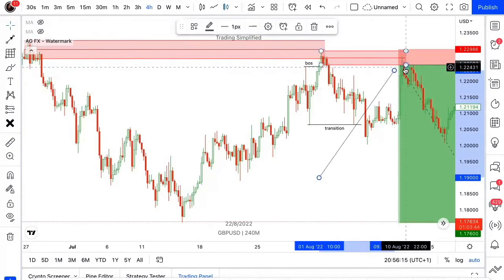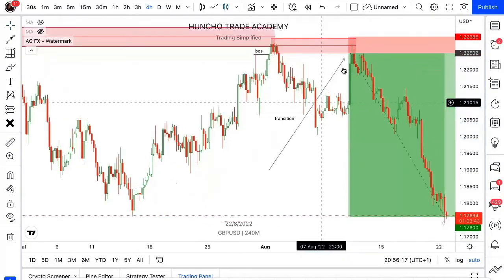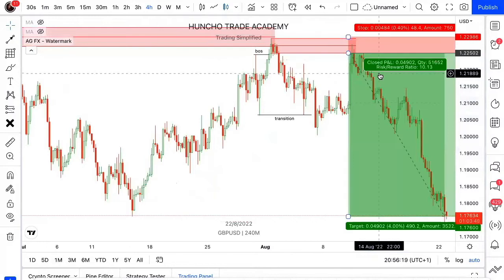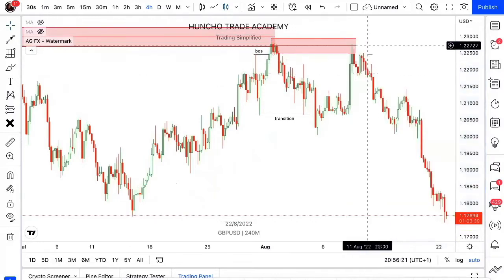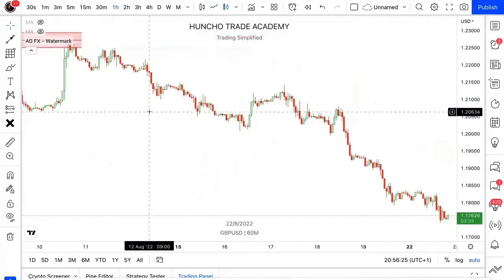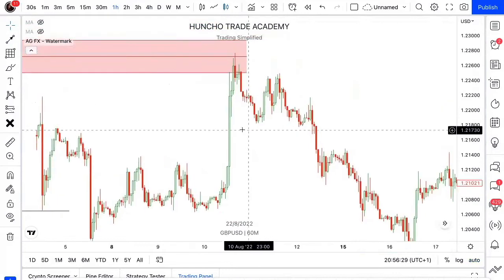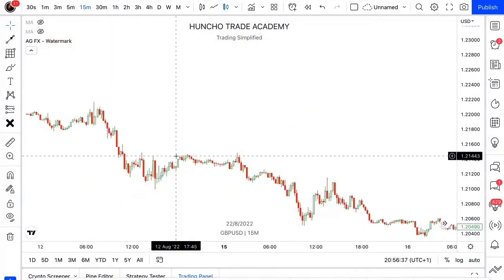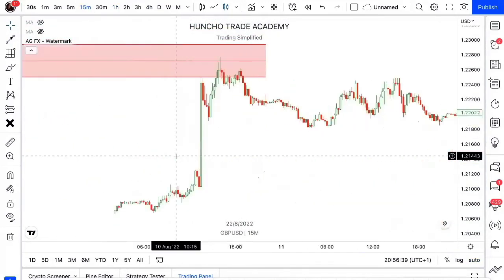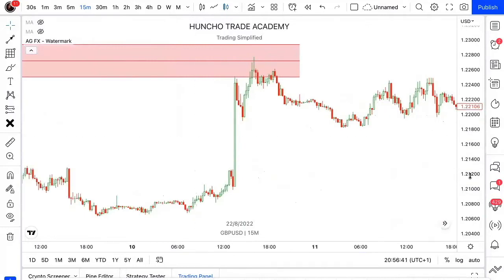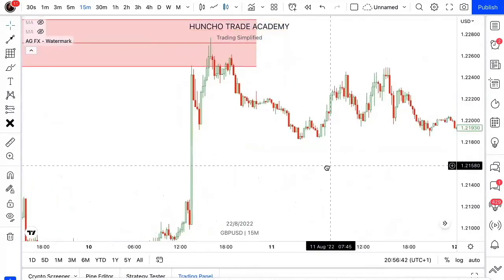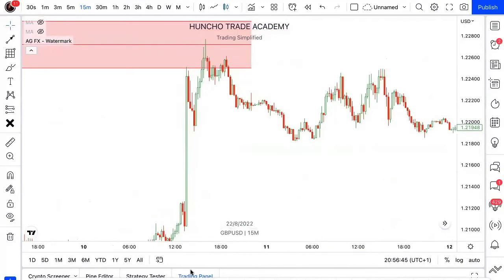But I missed this opportunity, to be very honest with you. I missed this opportunity, which would have been a very good trade, because we have a very good shift in market structure on the lower time frame. If you go to the 15 minute chart, you will see price gave us a clean entry here, which unfortunately I missed. I was not on seat when this happened.